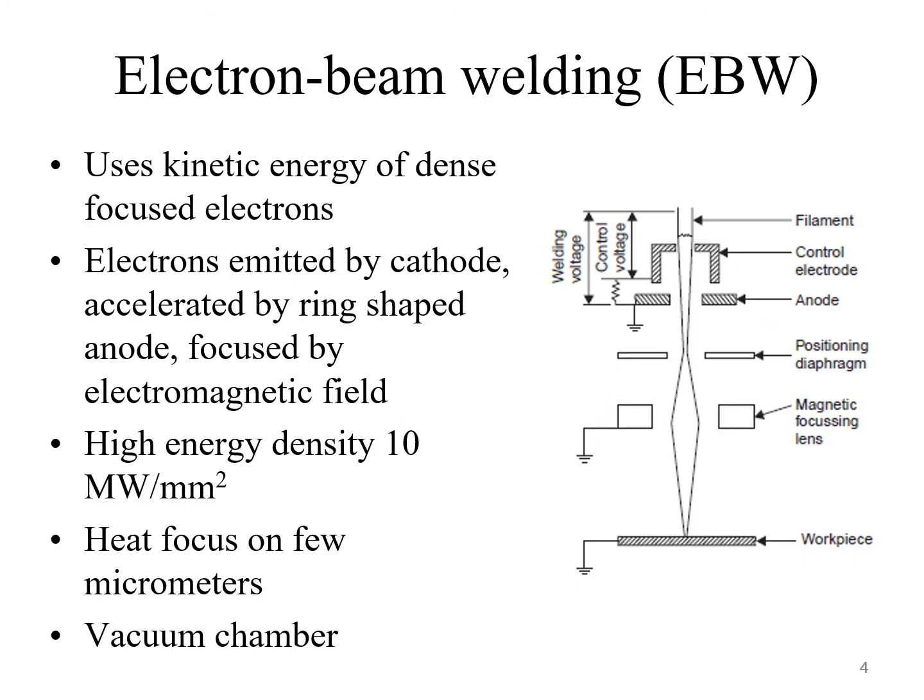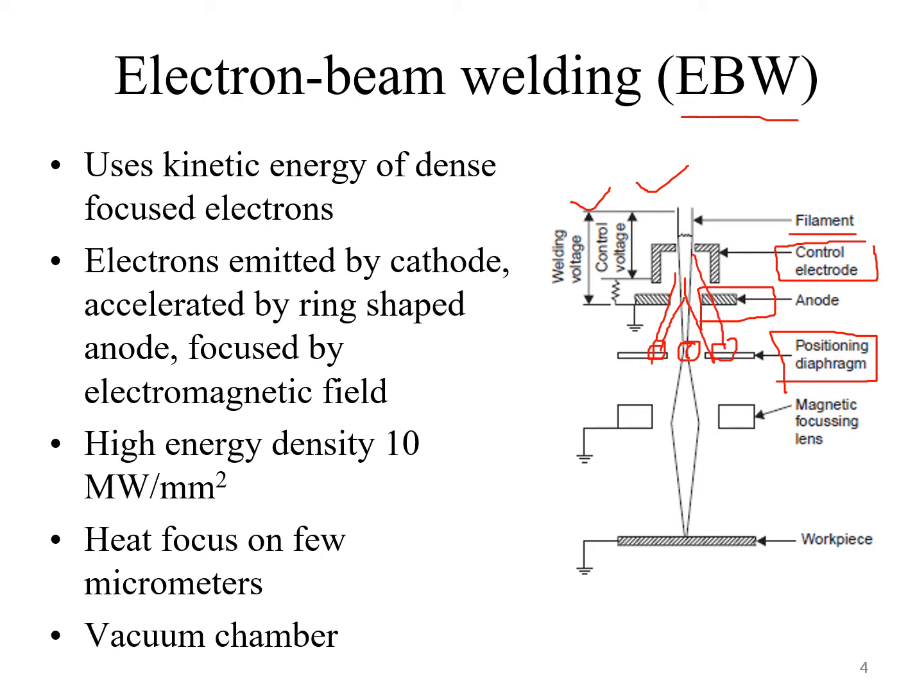Electron beam welding, EBW. So what do we see here? There is a filament. This is the welding voltage and the control voltage. It's the control electrode. We have the anode. The anode is focusing the beam. Then we are positioning the diaphragm. So we have to position whether we want it here or here or here. Accordingly we will position it.